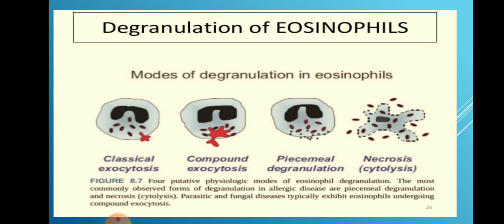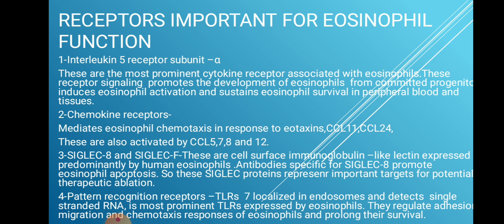This is the image showing various modes of degranulation in eosinophils. These are classical exocytosis, compound exocytosis, piecemeal degranulation, necrosis. The most commonly observed forms of degranulation in allergic diseases are piecemeal degranulation and necrosis.